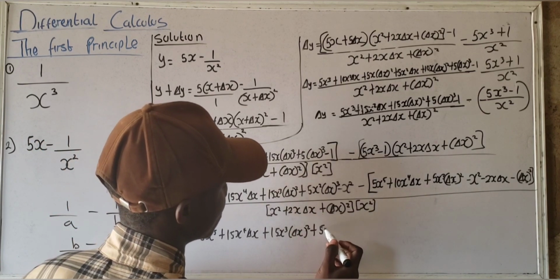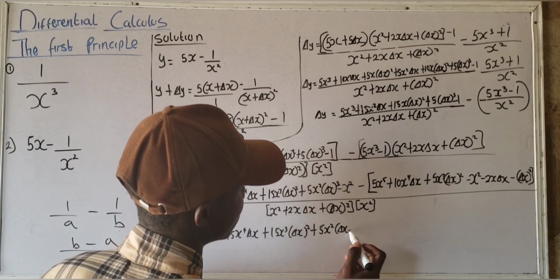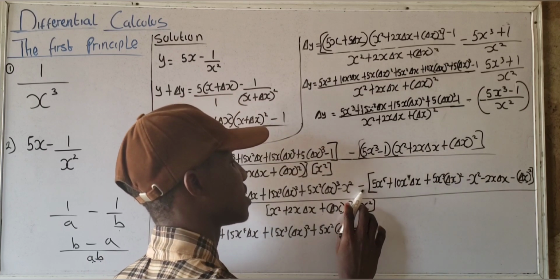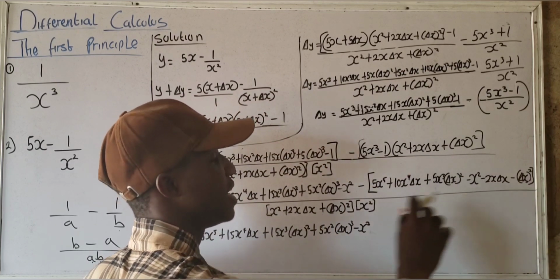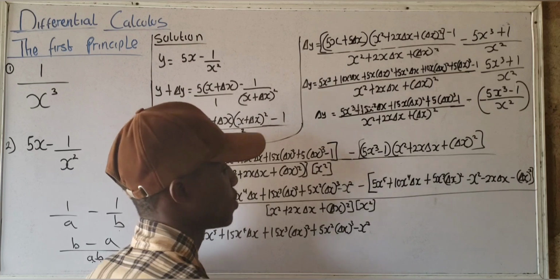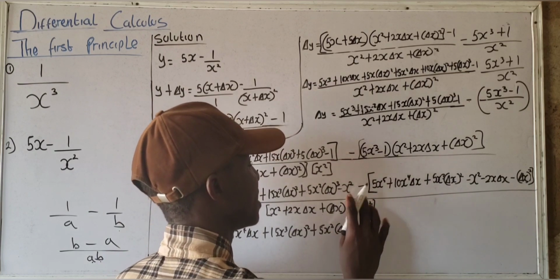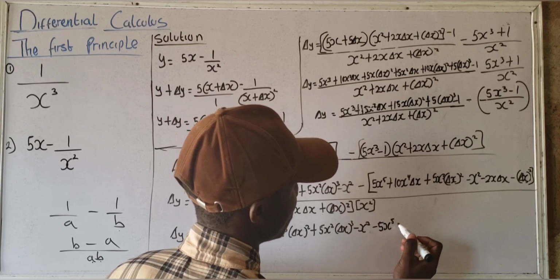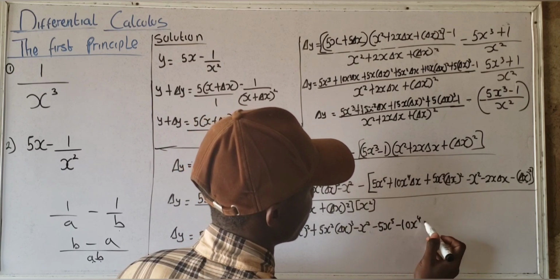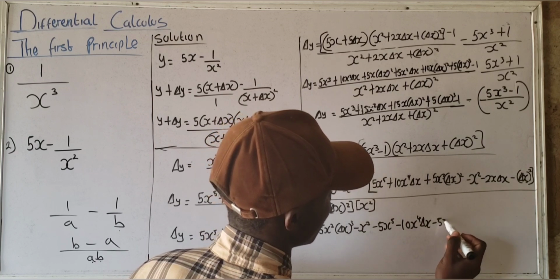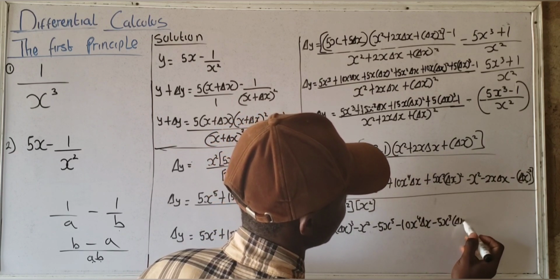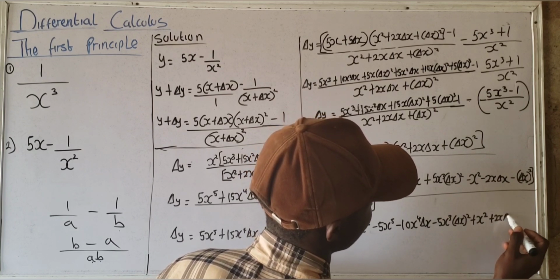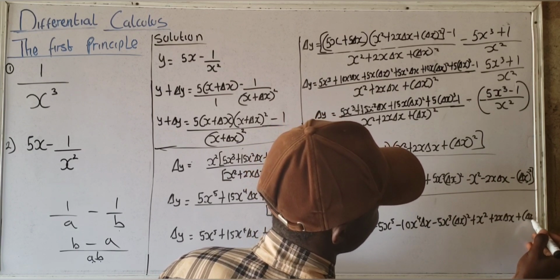plus 5x raised to the power of 2 delta x raised to the power of 3 minus x squared minus, now what I'm doing is that I want to use this negative sign to multiply all the terms that are inside the bracket. So I'm going to have negative 1 times 5x raised to the power of 5, that is negative 5x raised to the power of 5, negative 10x raised to the power of 4 delta x, negative 5x raised to the power of 3 delta x raised to the power of 2, positive x squared, positive 2x delta x, and positive delta x raised to the power of 3.